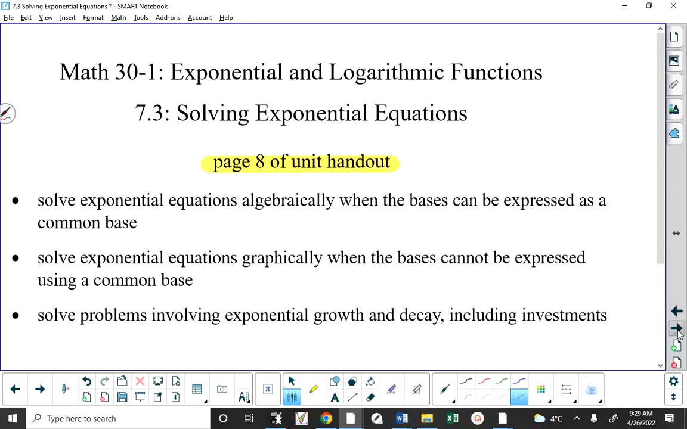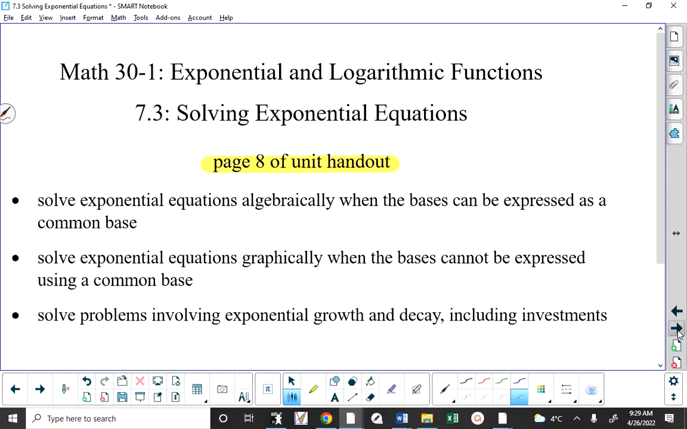All right, then, if you can do me a favor, please open up your note package to page 8 of your unit handout. We can get started with lesson 7.3. What we're going to be doing today is solving exponential equations. We're going to solve exponential equations in a number of ways.